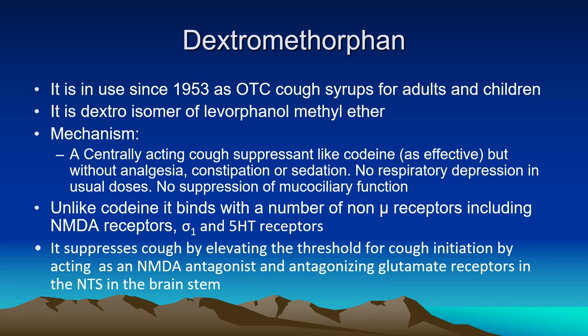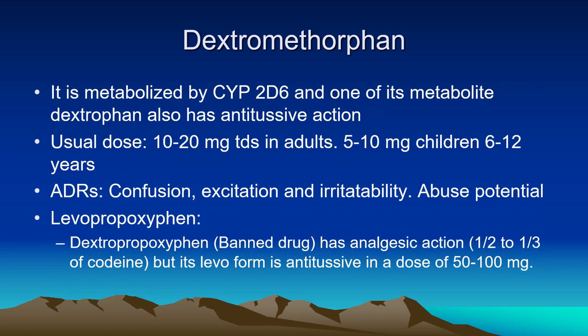However, its underlying cellular mechanism is that it binds with non-mu receptors, including NMDA receptors, sigma-1 receptors, and serotonin receptors. So it can be considered an NMDA antagonist. It is the only drug in use that is an NMDA antagonist for the treatment of dry cough. Dextromethorphan is metabolized by cytochrome 2D6, and one of the metabolites is dextrorphan, which also has antitussive activity. But this metabolism should be kept in mind because of drug interactions. Usual doses are 10 to 20 milligram 3 times daily, and 5 to 10 milligram for children above 6 years of age. Some excitation, irritability, confusion, and abuse potential have been known.